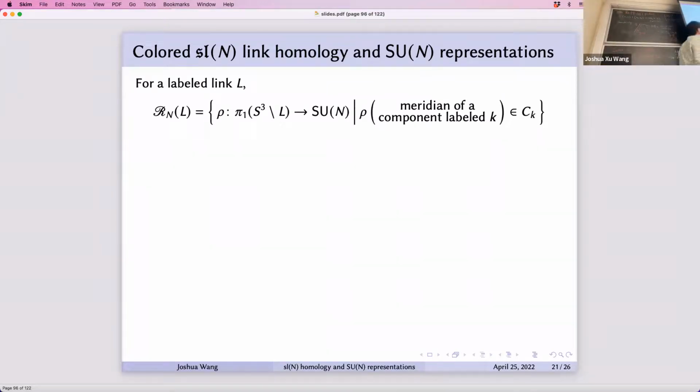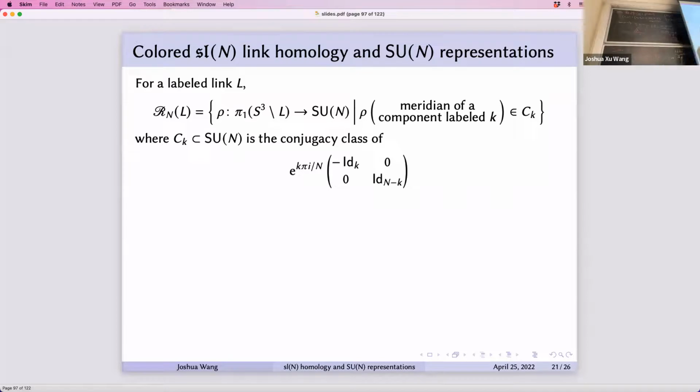What about SUN representations? So what we're going to do is we're still going to look for just ordinary SUN representations, homomorphisms from pi 1 into SUN. But now we're going to change the condition on meridians. So if you've got a meridian of a component of your link that's labeled K, we're going to ask that it goes into a new conjugacy class that depends on K.